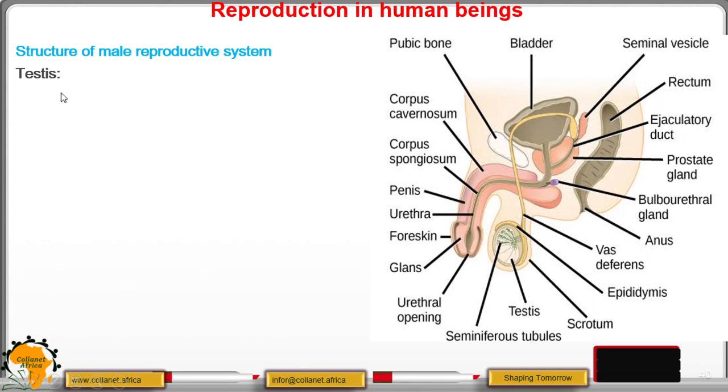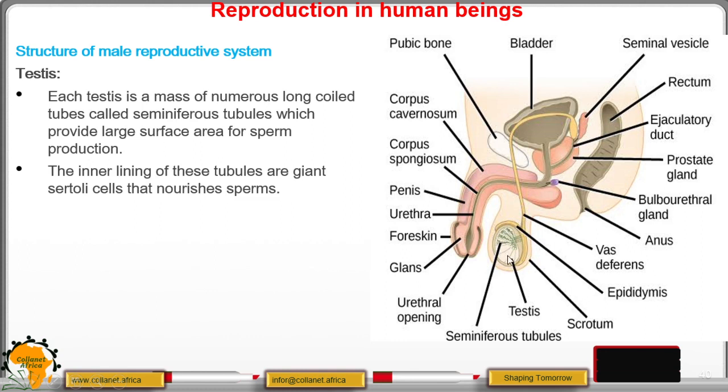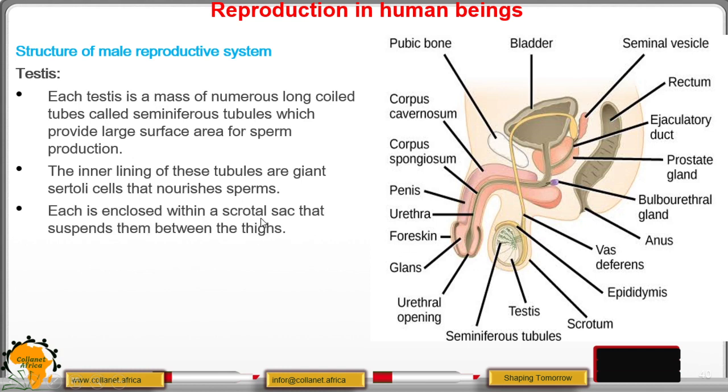Now we look at the testes first. Each testis is a mass of numerous long coiled tubes called the seminiferous tubules. The function of the seminiferous tubules is to provide a large surface area for sperm production. Then the inner lining of these tubules has giant secretory cells that provide nutrients to the sperms.